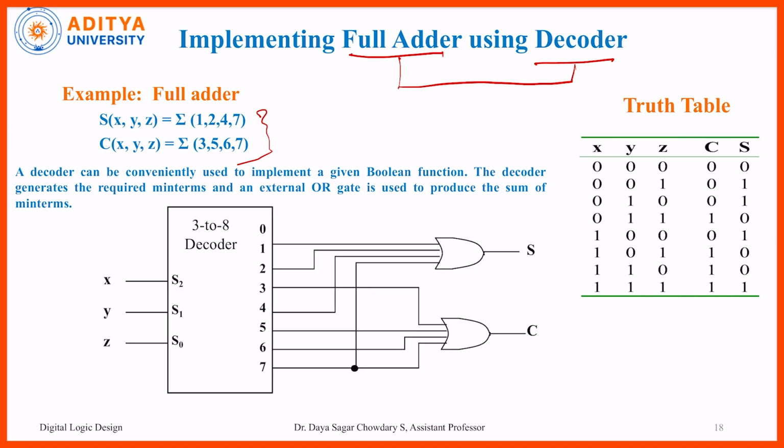Now depending on the operation, that means 3 inputs here, we are having a total of 8 outputs here. With the help of this, we can use the sum, which is sigma, that is the summation of 1, 2, 4, 7. Likewise, carry is also 3, 5, 6, 7. So we can write this equation because the truth table is this one.